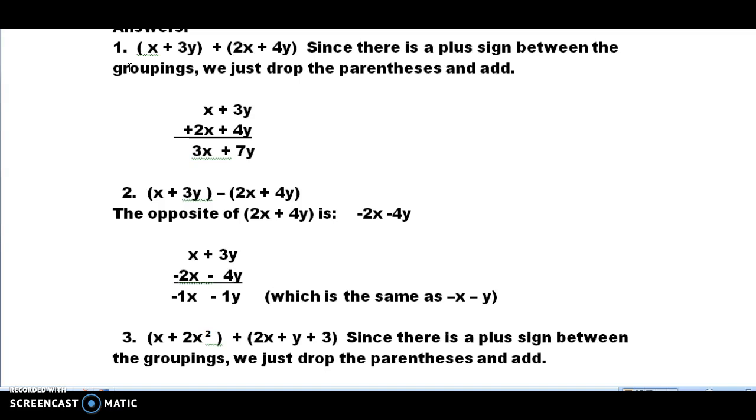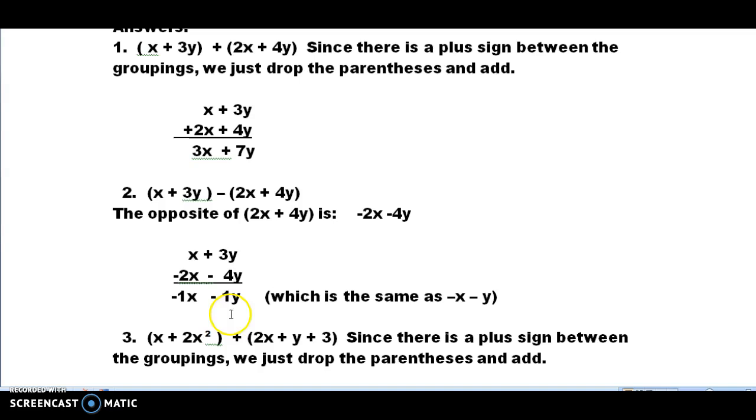The problem number 2, we have to take the opposite of this group that's being subtracted, so the opposite of 2x plus 4y becomes a minus 2x minus 4y. Then we combine it with the first group. Or, again, you can put that 1 in front of it and use the distributive property and multiply. You get the same answer either way. So combining terms that are alike, we have 1 minus 2 gives us minus 1x. 3 minus 4 gives us minus 1y, which is the same as minus x minus y.